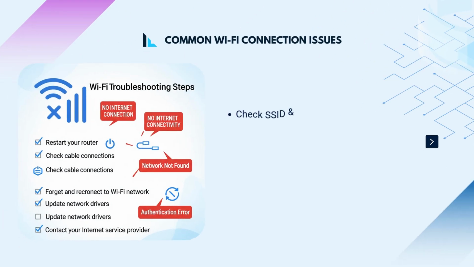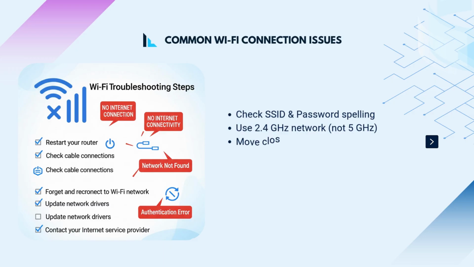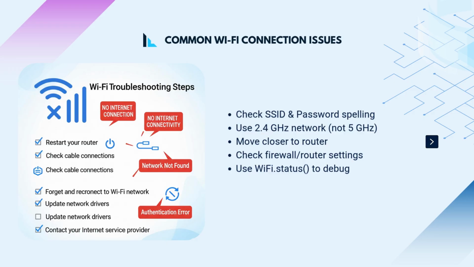Sometimes, things don't work the first time. Here are some common fixes. Wrong SSID or password, double-check spelling and capitalization. 2.4 GHz only, ESP32 doesn't support 5 GHz networks. Weak signal, move ESP32 closer to the router. Firewall issues, some routers block unknown devices.